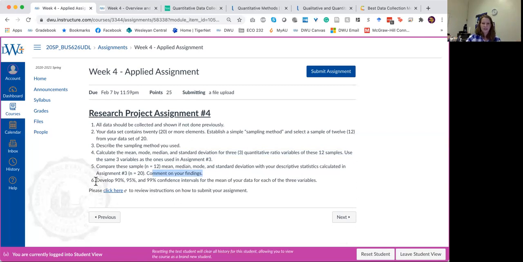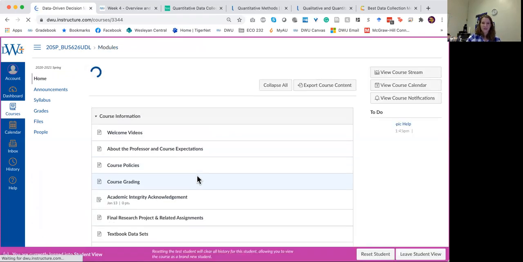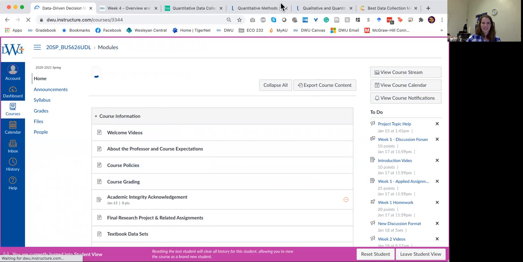And then develop a 90, 95, and 99% confidence interval for the mean of your data for each of those 3 variables. And again, I will be making videos to show you how to do that, how to create the 90, 95, and 99% confidence intervals. So that's what's expected for week 4. Please let me know if you have any questions, and I look forward to seeing your work this week.